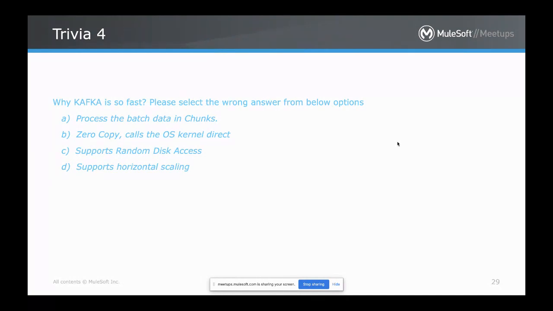That question, they're all correct. C is the right option. It has select the wrong answer. So what is the wrong answer? C is wrong. It doesn't support random disk. It supports sequential. Okay. C is wrong. Sequential is faster. Random is bad.